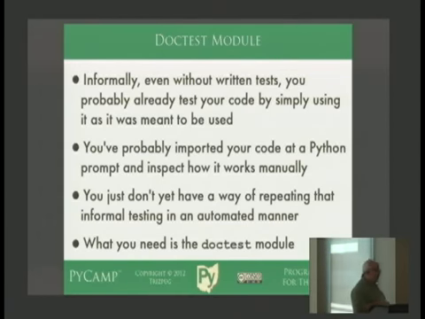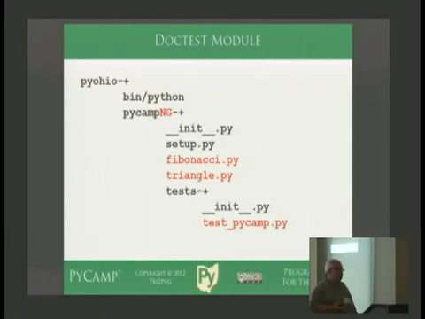So what you need to do that is something called the test module. Just as we had a test operator script, we're going to have a PyCamp ng package. It's also still going to have the Fibonacci.py and the triangle.py script in it. It is going to have a test subpackage. It's only going to have one script in the test subpackage, called test_PyCamp.py. Okay, so that's what the structure of the PyCamp ng package looks like.